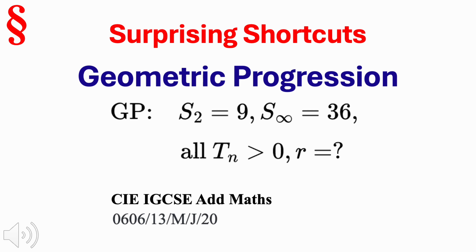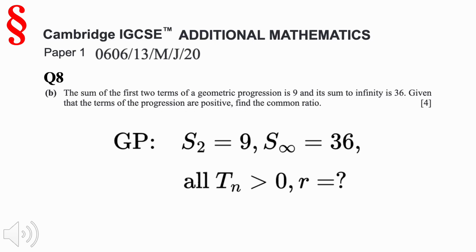Today we will consider a question on geometric progression, question 8b from a 2020 Cambridge International IGCSE Add Maths paper. Here is the question. The sum of the first two terms of a geometric progression is 9. The sum to infinity is 36. All terms are positive. What is the common ratio?